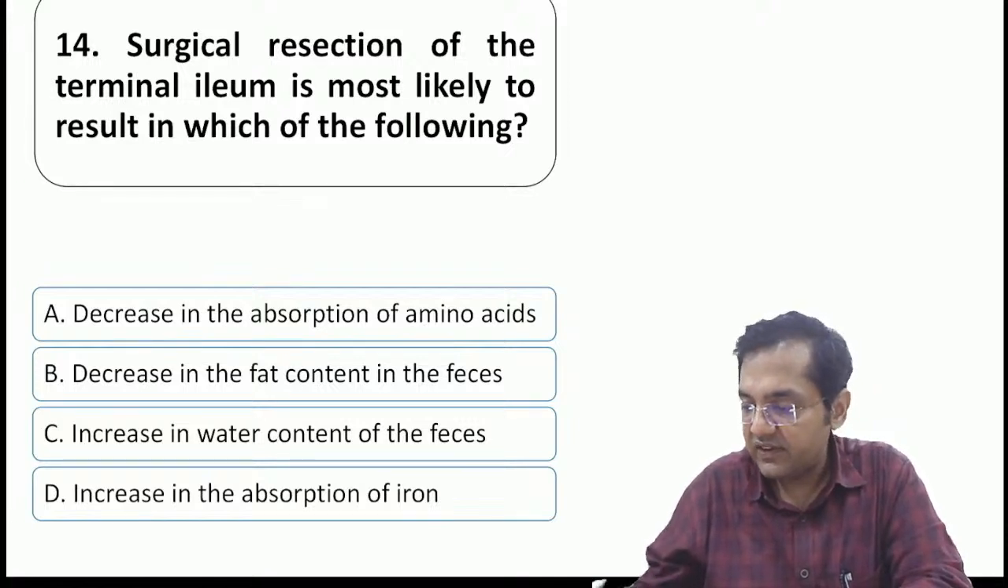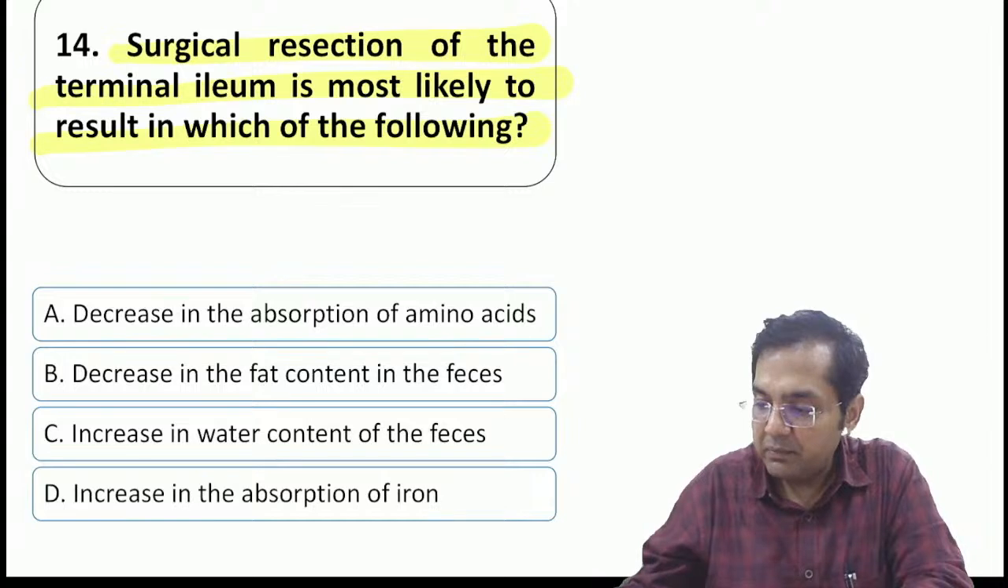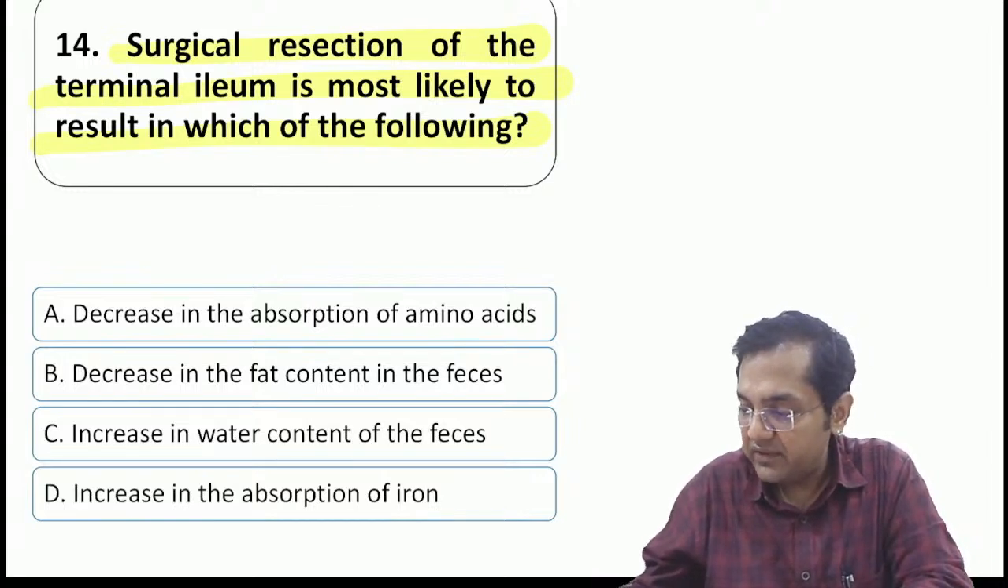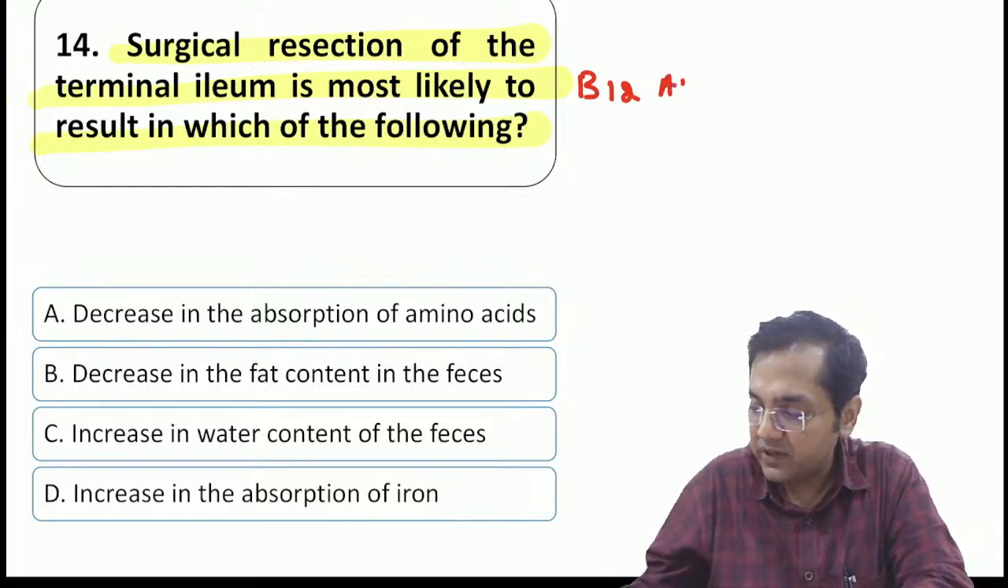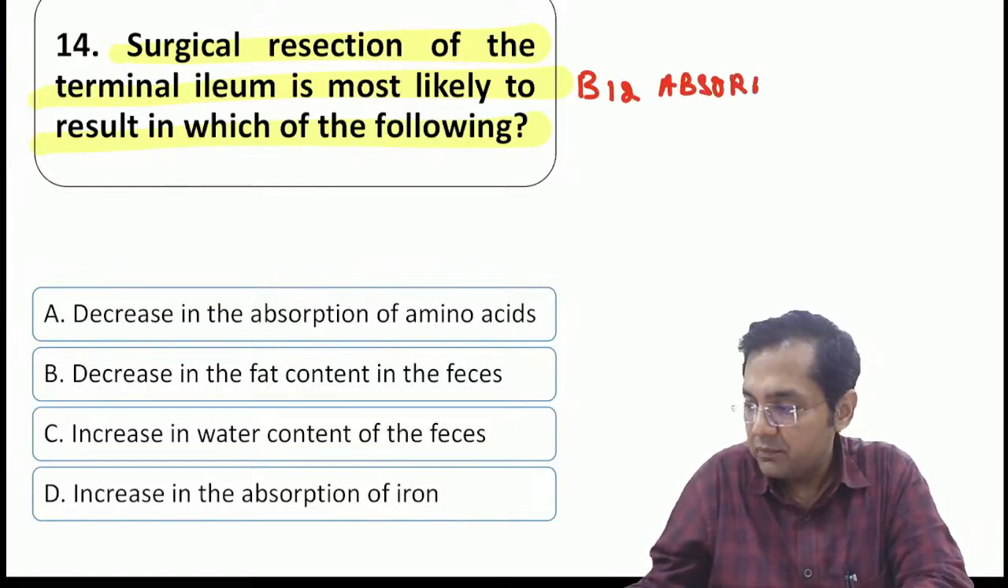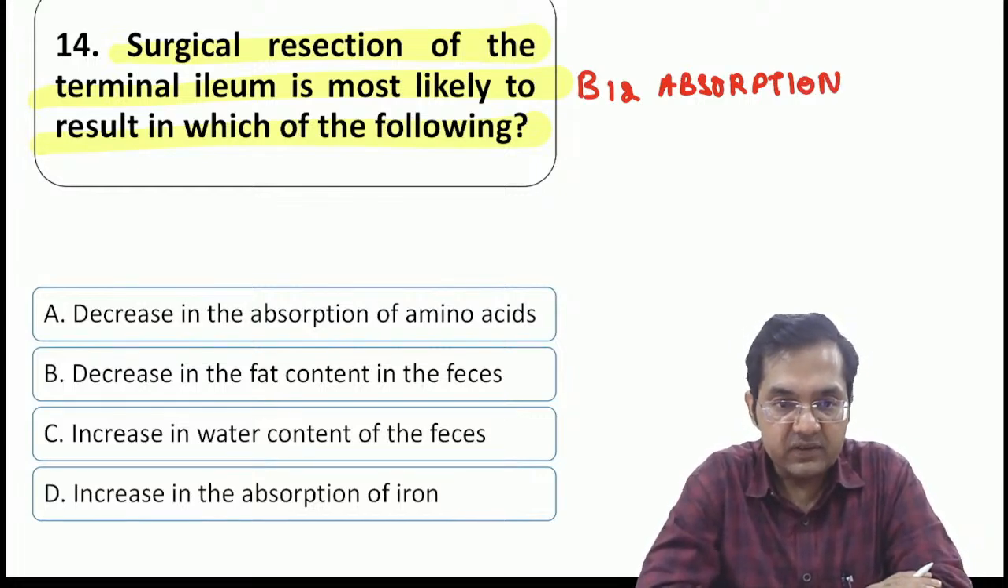Surgical resection of the terminal ileum is most likely to result in which of the following? Remember, terminal ileum is one of the major places where B12 is absorbed, right? So B12 absorption occurs in terminal ileum. But when you look at the options, you will be surprised that option I have not given you, right? So what should be the answer?